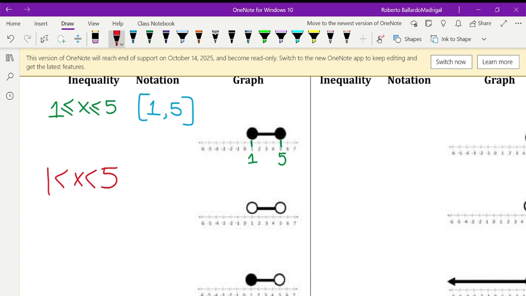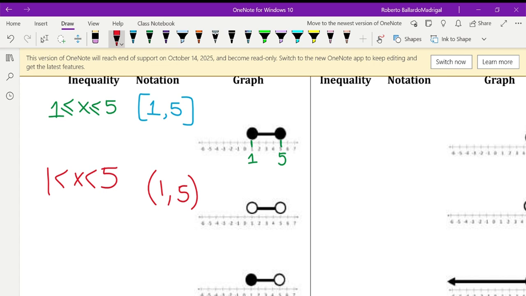So x is just greater than. It's not greater than or equal to 1. And now x is less than 5, but not less than or equal to 5. And the reason why, once again, is because we have these closed circles, or open circles, I mean. For notation, we still have our bounds at 1 and 5. But once again, because of our open circles, the way that we express it won't be with a bracket, but actually with parentheses.